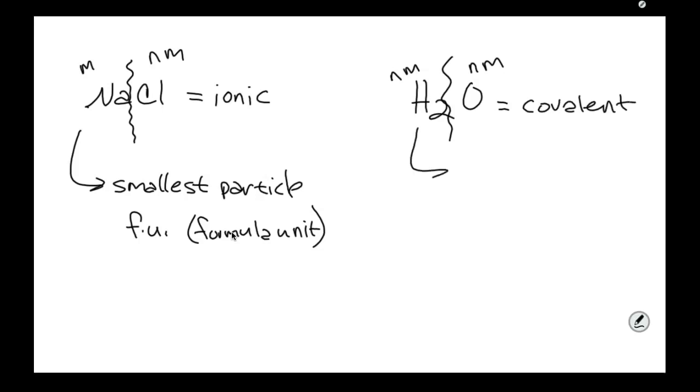And the smallest particle is going to be called a molecule. So you guys, water has to have these little particles called molecules. Salt has these little particles called formula units. So if you ever hear something called a molecule, you know it's made up of nonmetals that are sharing electrons.